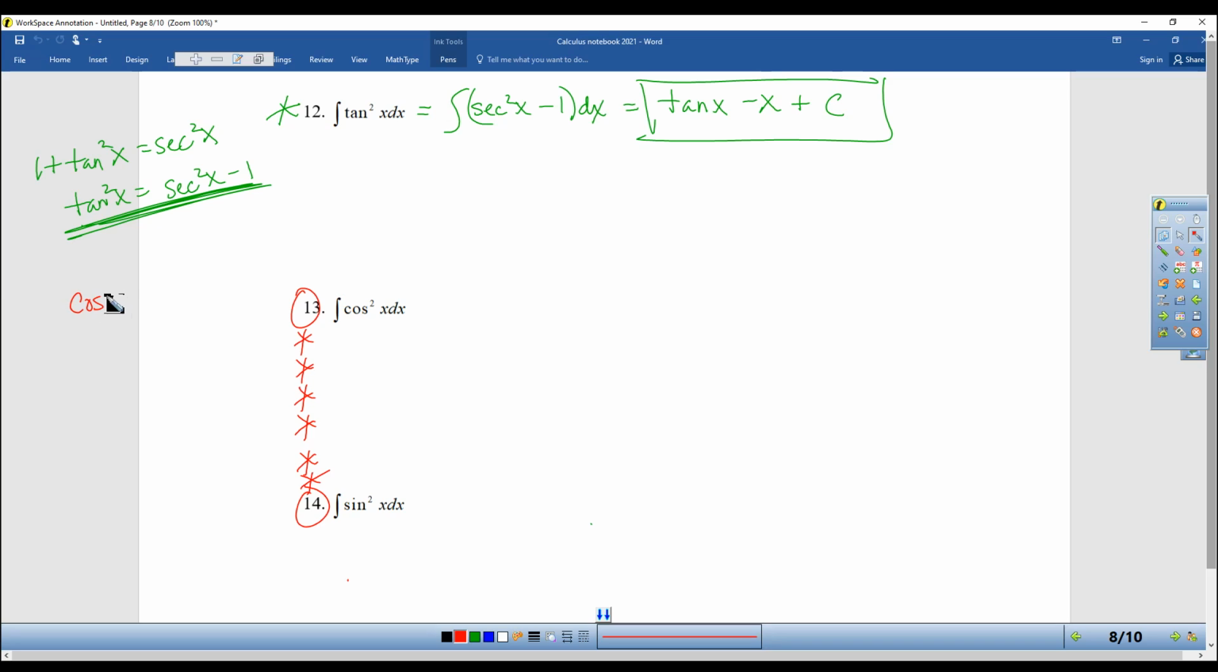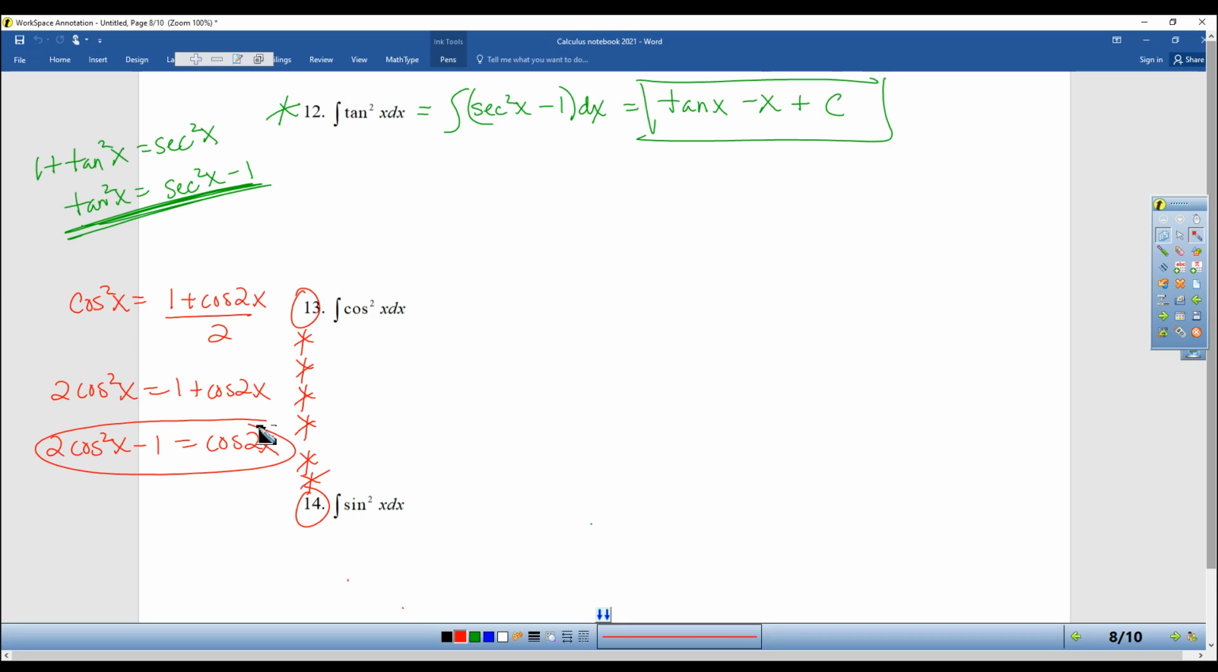Cosine squared x is 1 plus cosine of 2x over 2. If you're thinking, we learned that? We did. We learned it, though, this way. If I clear the fraction, 2 cosine squared x is equal to 1 plus cosine of 2x. And if I subtract the 1, maybe now it looks familiar. Okay, it was one of the double angle laws. So you learned it this way, but that's not helpful to us.